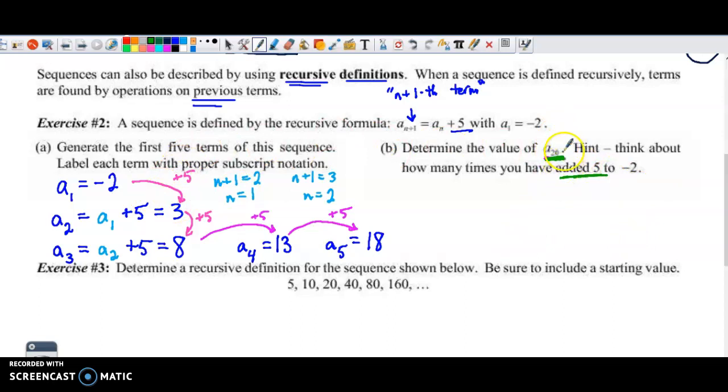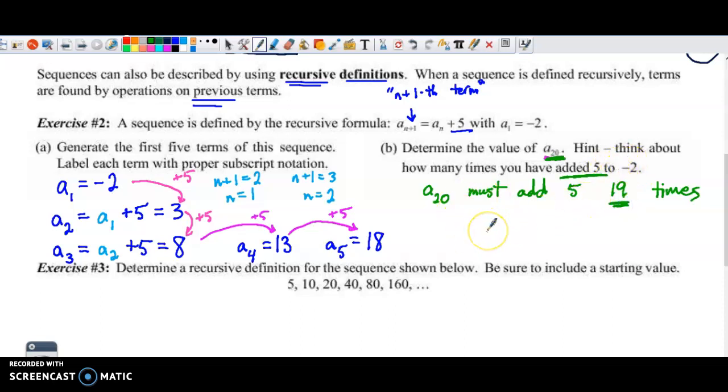Now be careful with this, because the second term only added one 5. The third term added two 5s to that negative 2. The fourth term added three 5s. So let's put it this way, a sub 20 must add 5 19 times. And I hope you noticed that pattern before I just gave it to you. So if you notice a sub 5, there's 1, 2, 3, 4 5s added to it, so you subtract 1 from it.